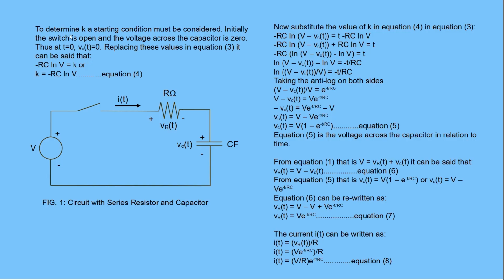Now, to determine K, a starting condition must be considered. Initially, the switch is open and the voltage across the capacitor is 0. Thus, at t equals 0, VC(t) is equal to 0. Replacing these values in equation 3, it can be said that minus RC ln V is equal to K, or K is equal to minus RC ln V, which gives us equation 4.